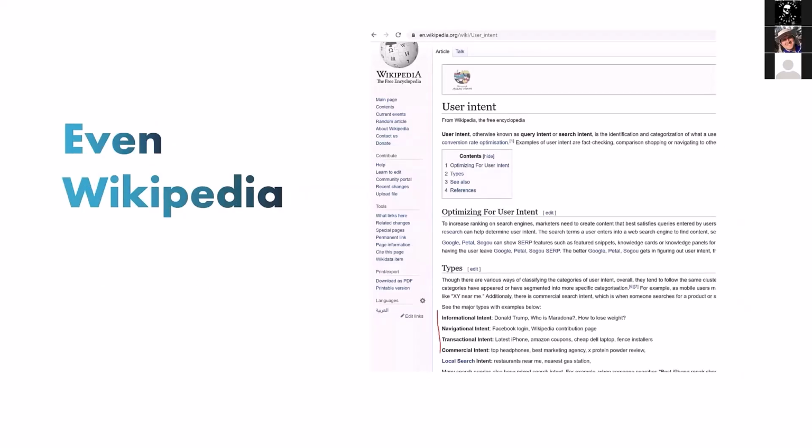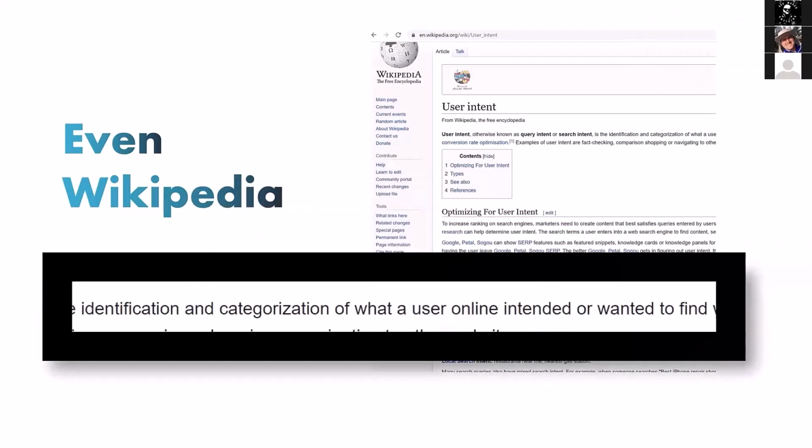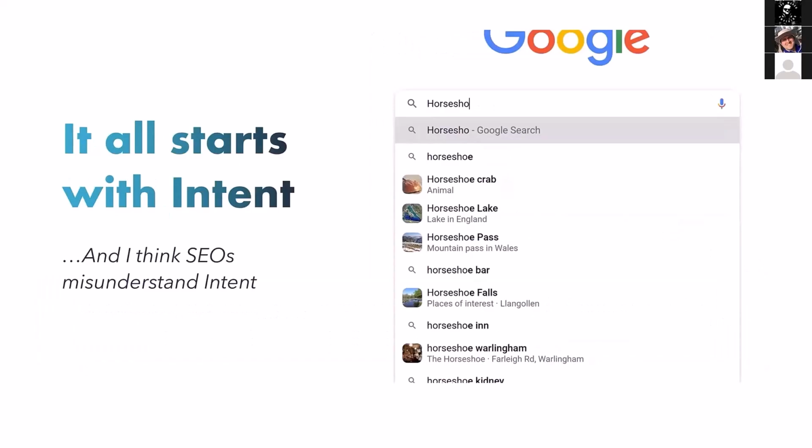Wikipedia says the types of user intent are informational intent, navigational intent, transactional intent, commercial intent. But you know what? They say that immediately after they defined it in the first sentence. And in the first sentence, they say it is the identification and categorization of what a user online intended or wanted to find when they were doing a search. That's not navigational or transactional. They are trying to find something very much more real than informational or transactional ideas. They're trying to find something like a horseshoe.